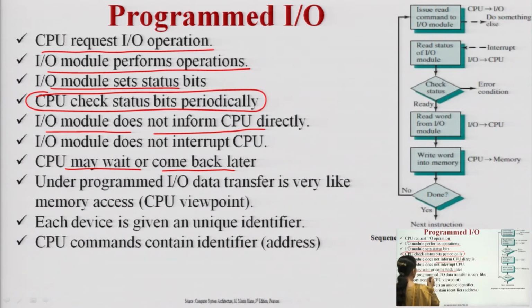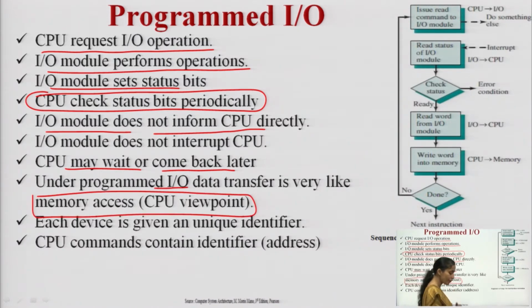So under programmed IO, the data transfer is very like the memory access. It means my IO device wants to do the memory transfer and it wants the CPU cycles. It wants the CPU as an observer. Each device is given a unique identifier because there are so many devices. Every device wants to write into memory or read from memory. The CPU commands certain addresses.